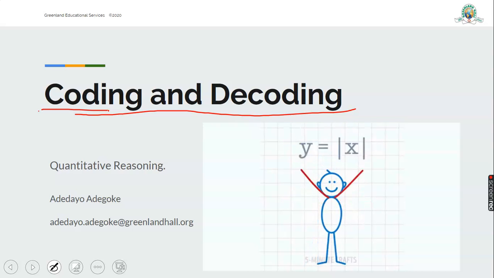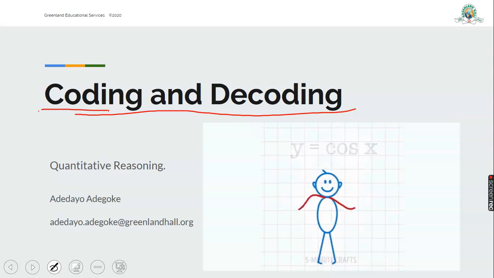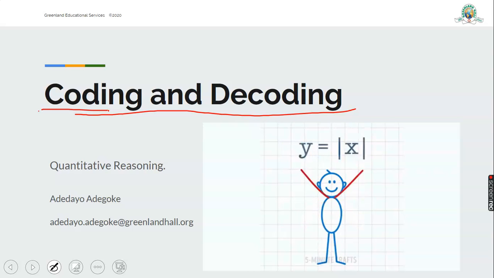So make sure you have your writing materials there. If you need to pause the video, you can pause the video so that you can get all the information well. Once again, you're welcome to this lesson.